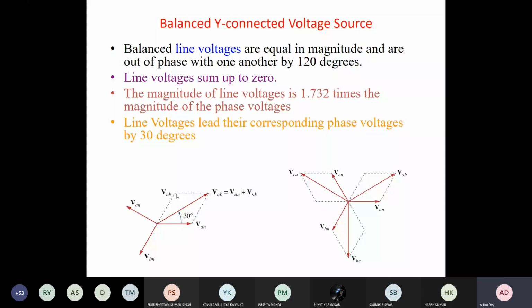Line voltages sum up to 0, that is also sure, and the magnitude of the line voltage is root 3 times the magnitude of the phase voltage. Line voltage leads the corresponding phase voltage by 30 degrees. So how can we get line voltage?